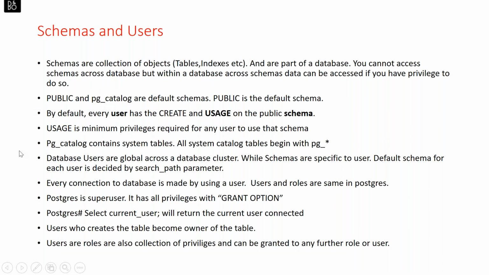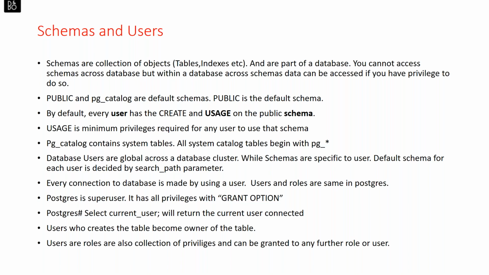By default, there are two schemas, PG catalog and public. Every user will have a right on the public schema. A user has the right of create, which is a right to create any object. Usage is the minimum privilege required for any user to use that schema. So usage is the minimum privilege you have to grant to every schema. The first privilege you have to grant is usage. Then you can grant create, select, insert, update, delete, different privileges. But the first privilege you have to grant is usage, so that the user can use that schema.